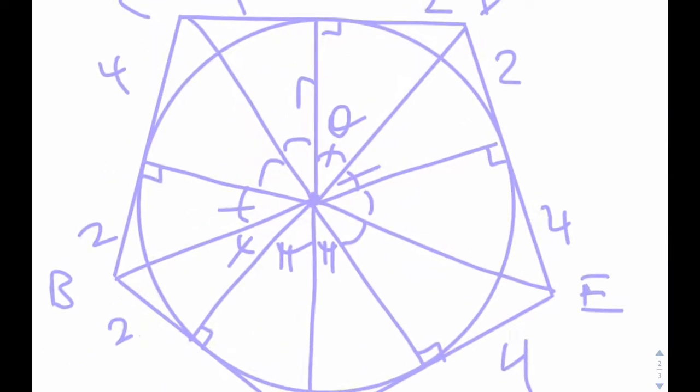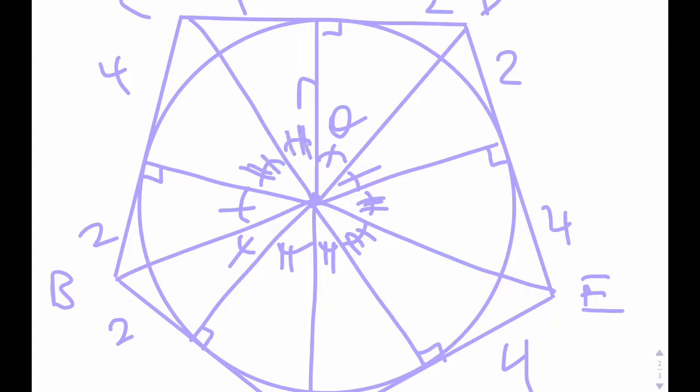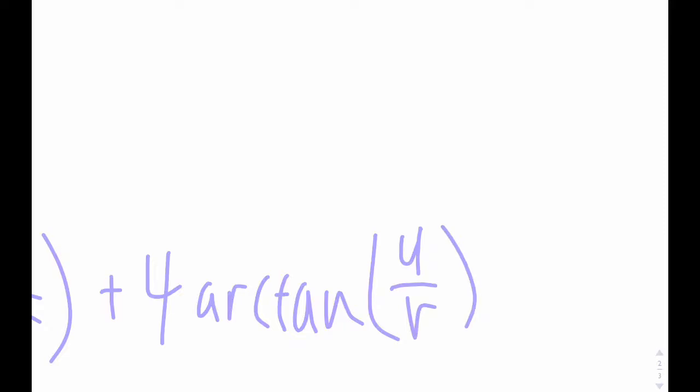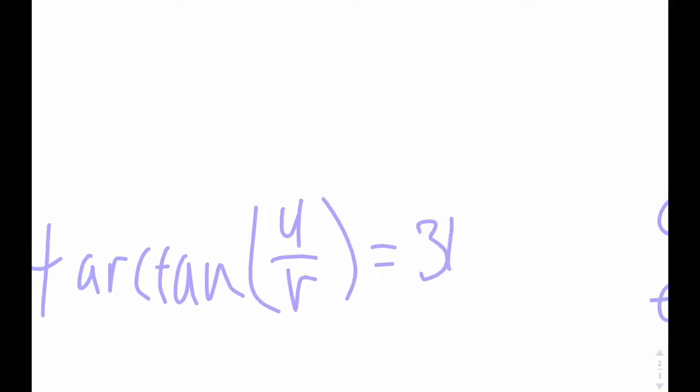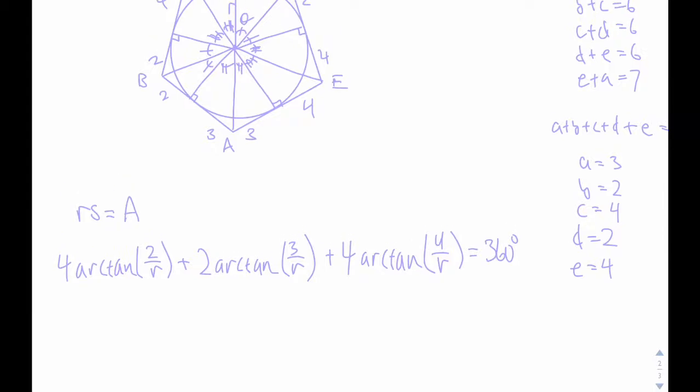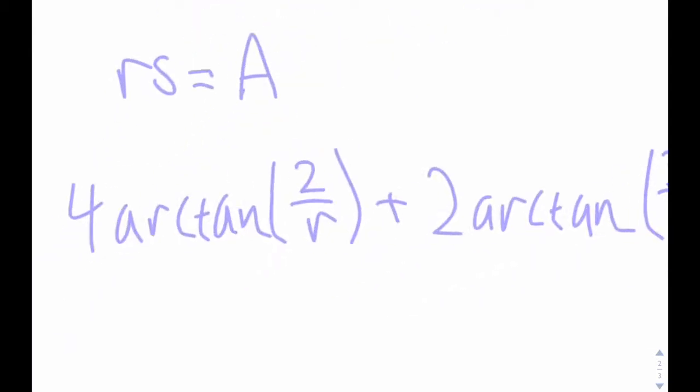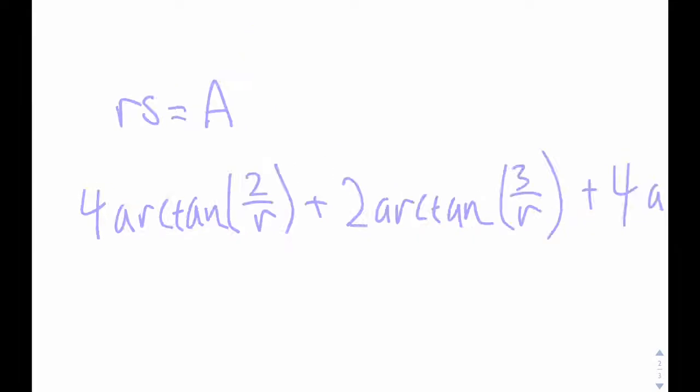Moreover, we have 4 angles in which the tangent subtending those angles has length 4. So we can say that the whole sum is equal to 360 degrees. And so we have an equation in terms of r now, and how we would go about solving this is a little tricky, but first thing we should know is that we can divide this equation by 2.